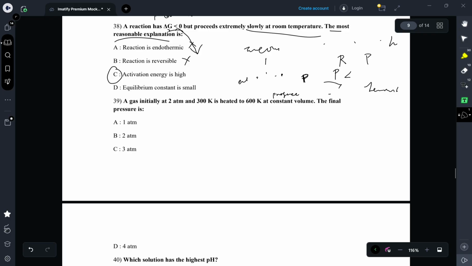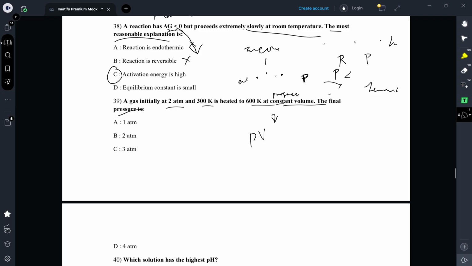So a gas initially at 2 atm and 300 Kelvin is heated to 600 at constant volume. The final pressure is, okay, so for this one, what you can use is just simple. This one is constant volume, so PV is equal to nRT. You can do it like this.